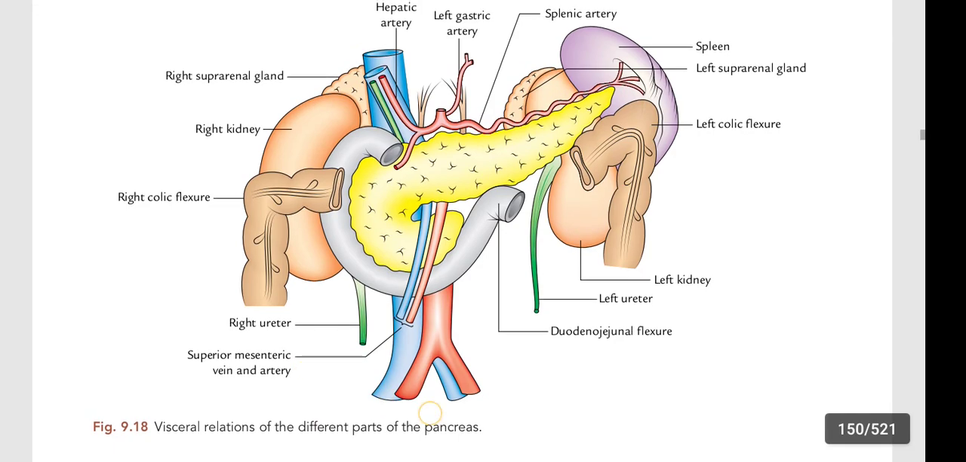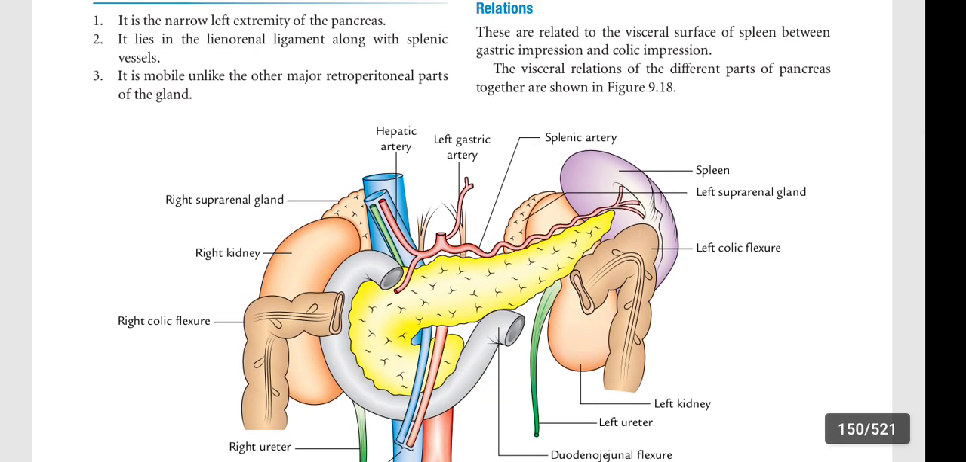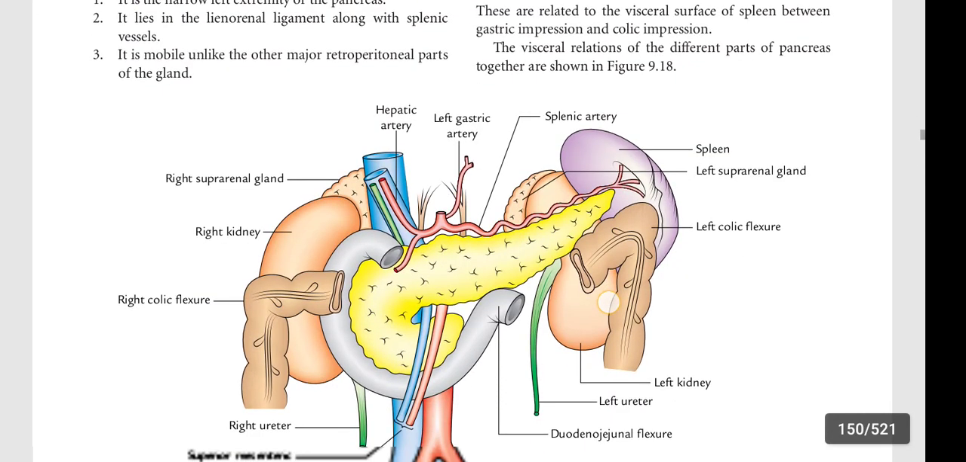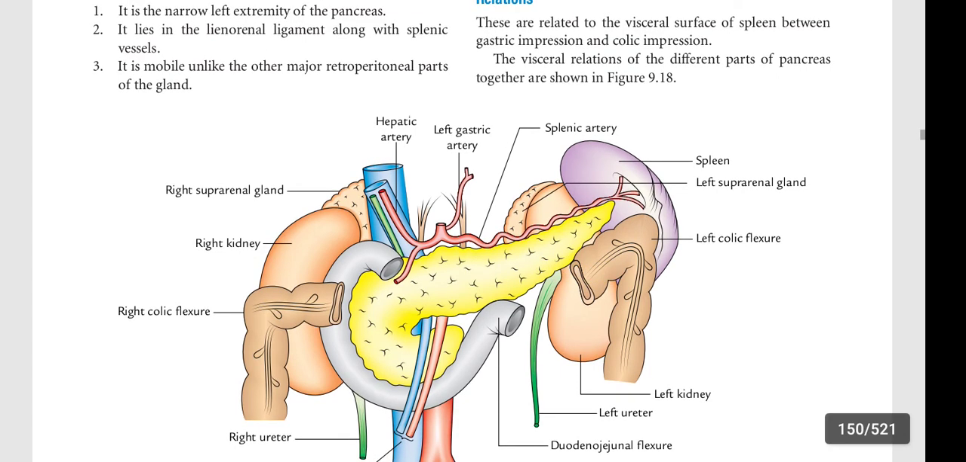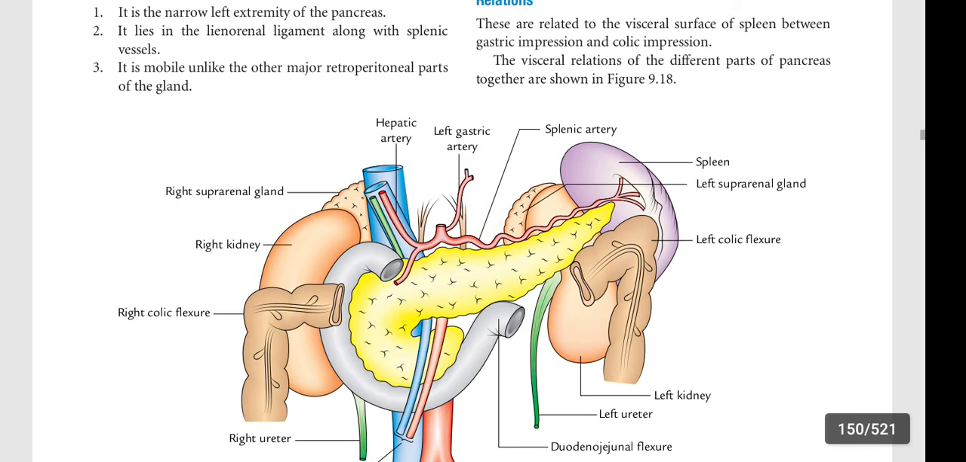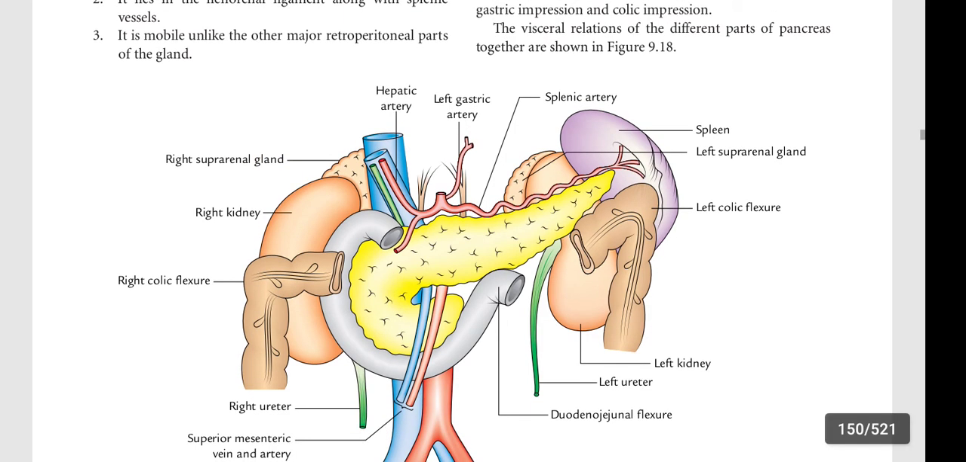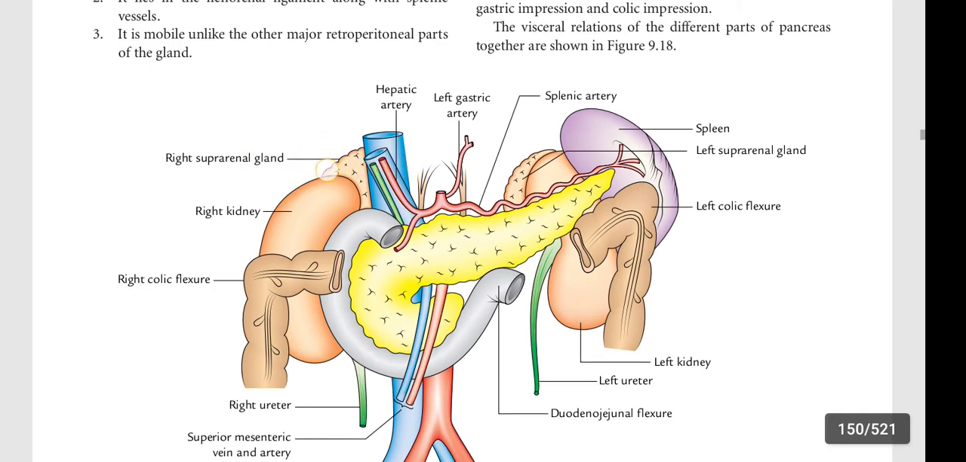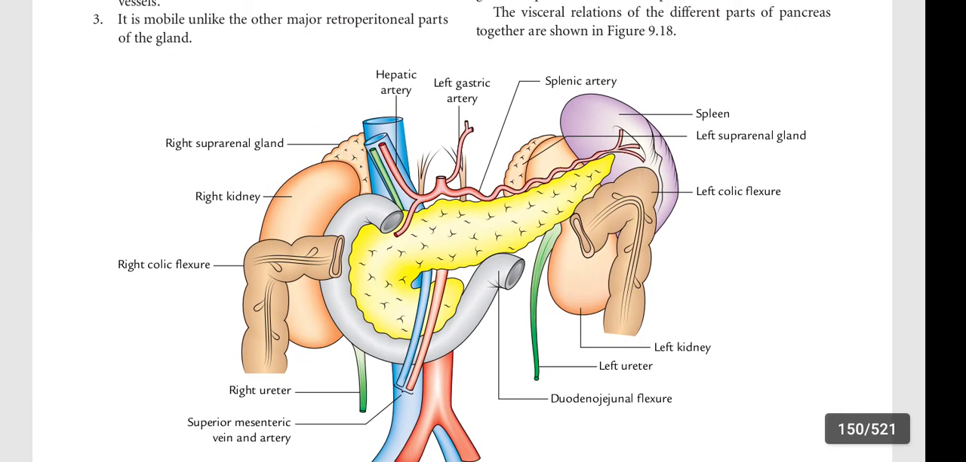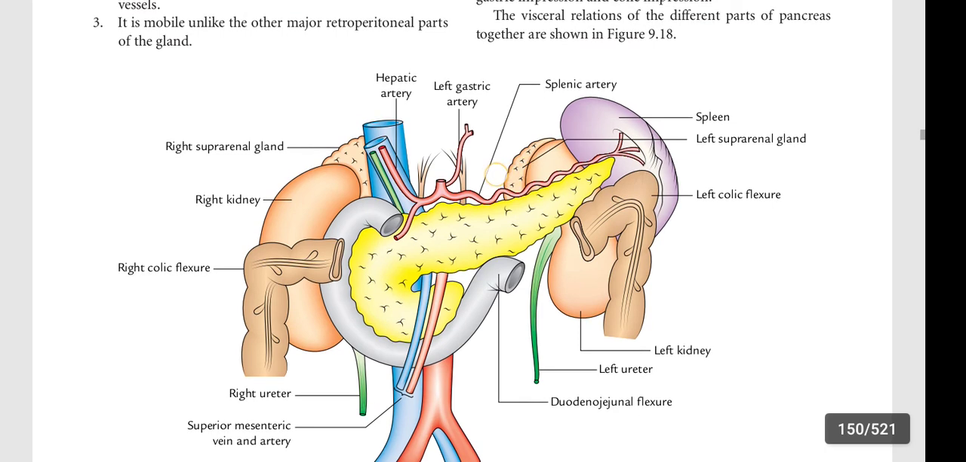Inferior vena cava. And this is the left colic flexure. These are the structures that are related to the inferior surface of the body of the pancreas. And this structure is the left suprarenal gland. This one is the right suprarenal gland. This one is the left suprarenal gland.